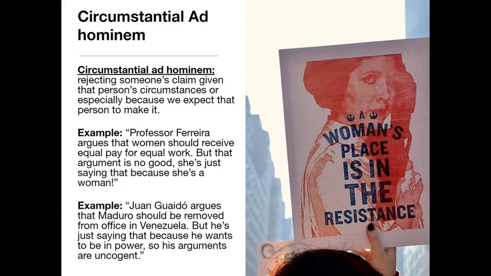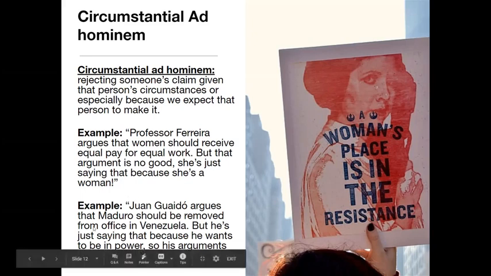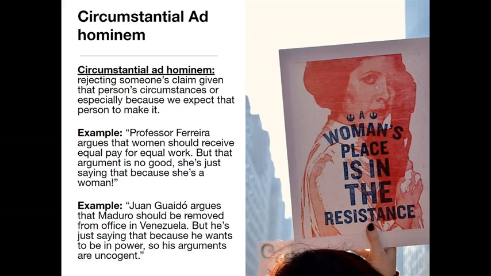Or we could use it in politics, right? Juan Guaido from Venezuela argues that Nicolas Maduro should be removed from office in Venezuela, but he's just saying that because he wants to be in power, so his arguments are uncogent. Now, it could very well be true that Guaido wants to remove Maduro, but there could be, again, good independent reasons for someone being replaced that don't have to do with their personal motivations. Not to say that those aren't important, they could be, but again, the truth or falsity of a claim is independent of the person making it.